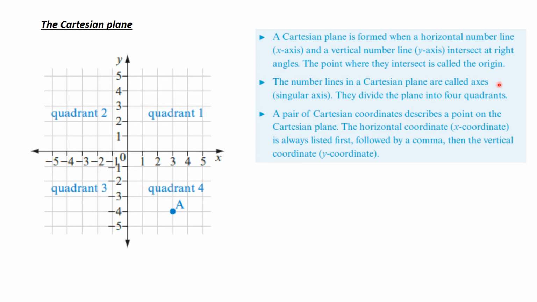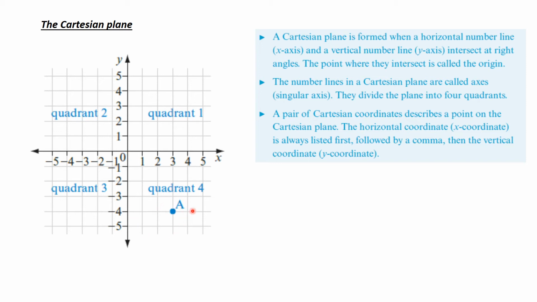Now, coming back to this word here, the origin, it's actually this point here, right in the middle. This is where the 2 lines intersect. You can see the number 0 there. This coordinate, which we call the origin, we would write as (0, 0) in a set of brackets.